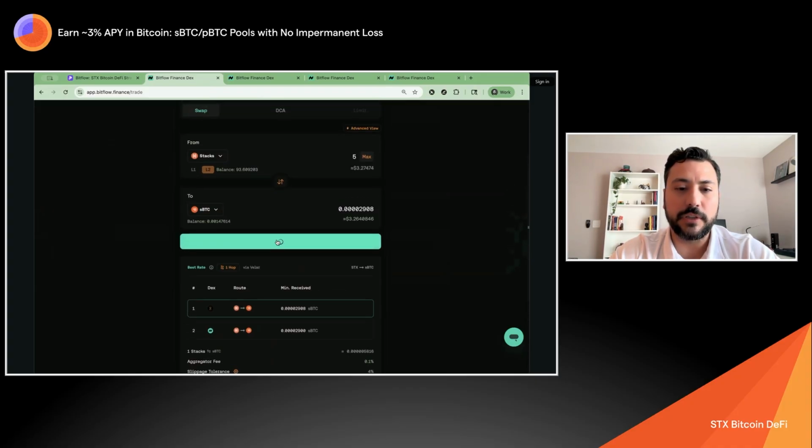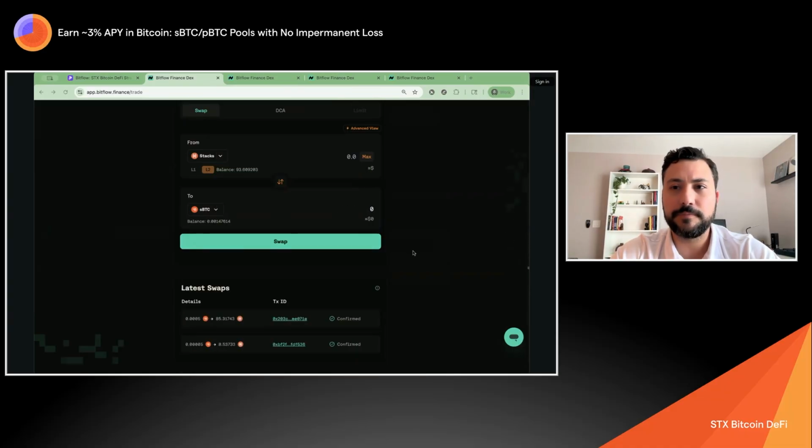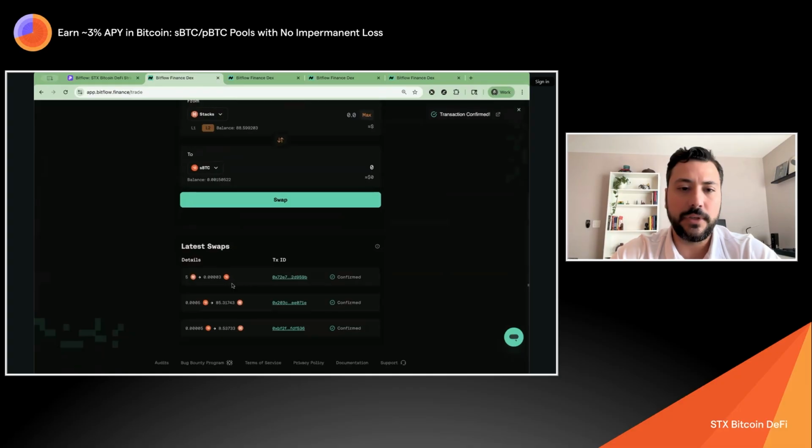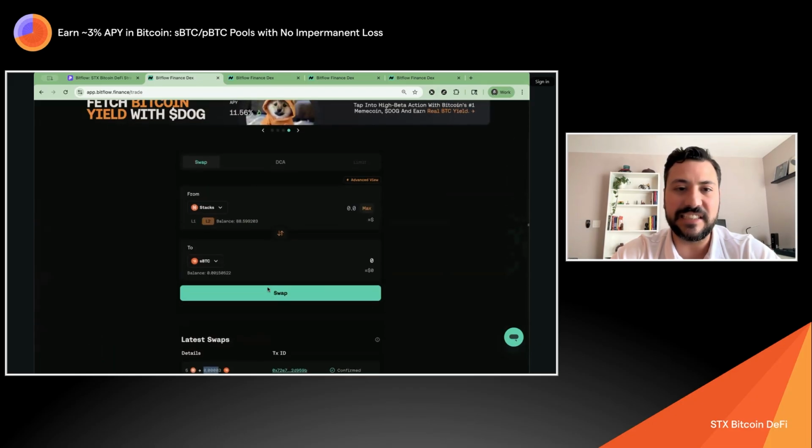And all you do is click swap. There's going to be a confirmation. You approve it. And you see here transaction pending, transaction broadcasted. And in about 2 or 3 seconds, you should see the confirmation happening within the app itself. Confirmed. There we go. And you can see your transaction here. I just swapped 5 Stacks for 0.00003 sBTC.